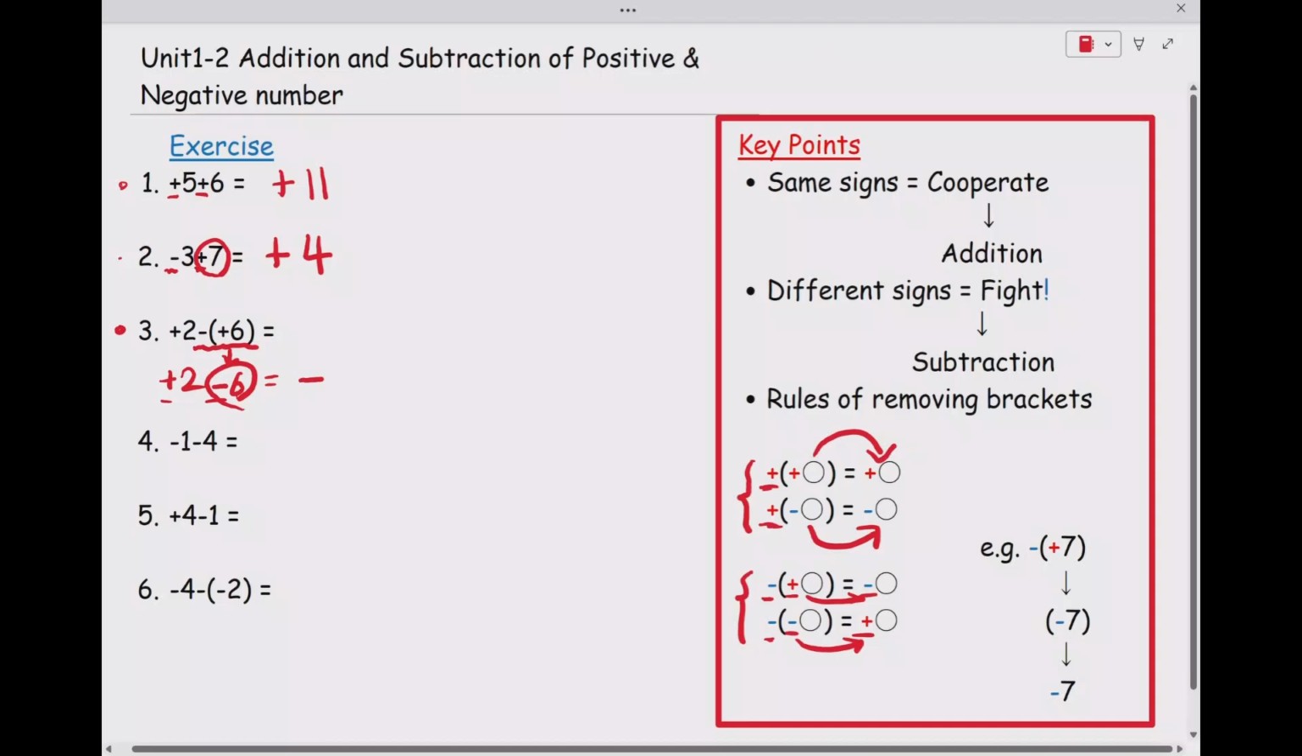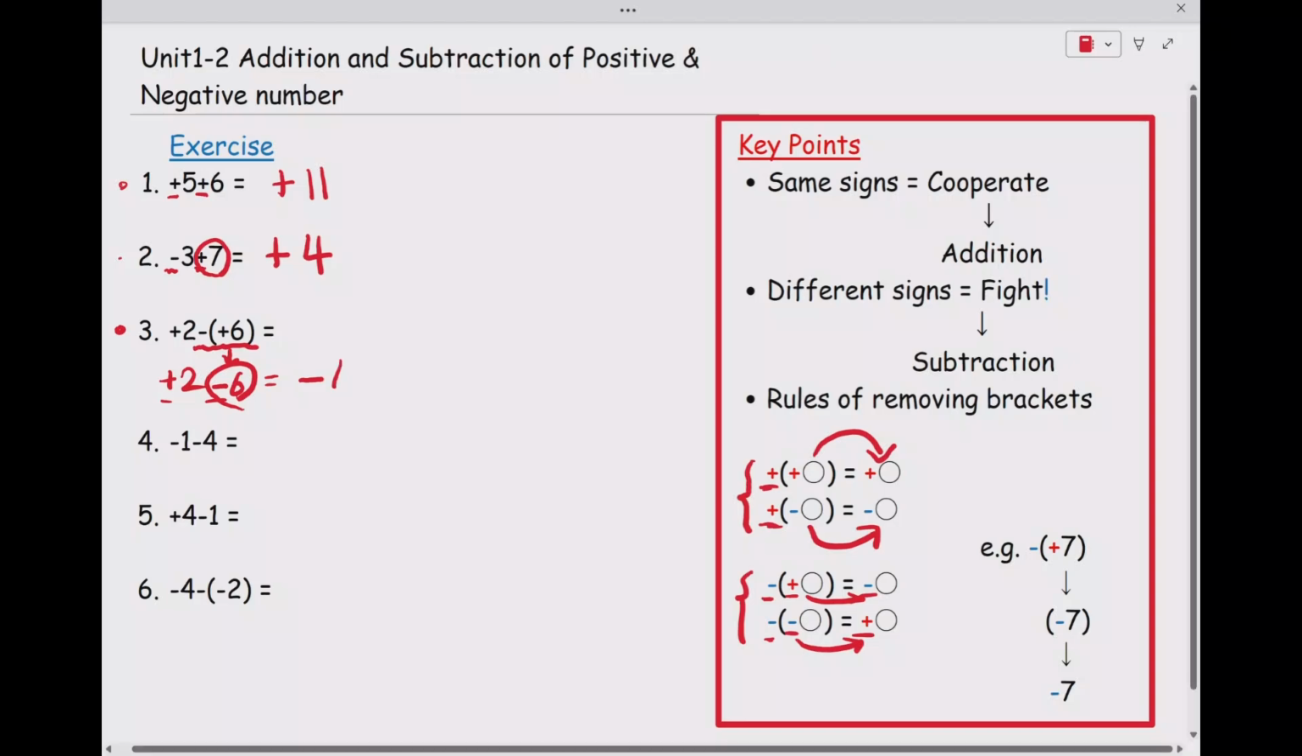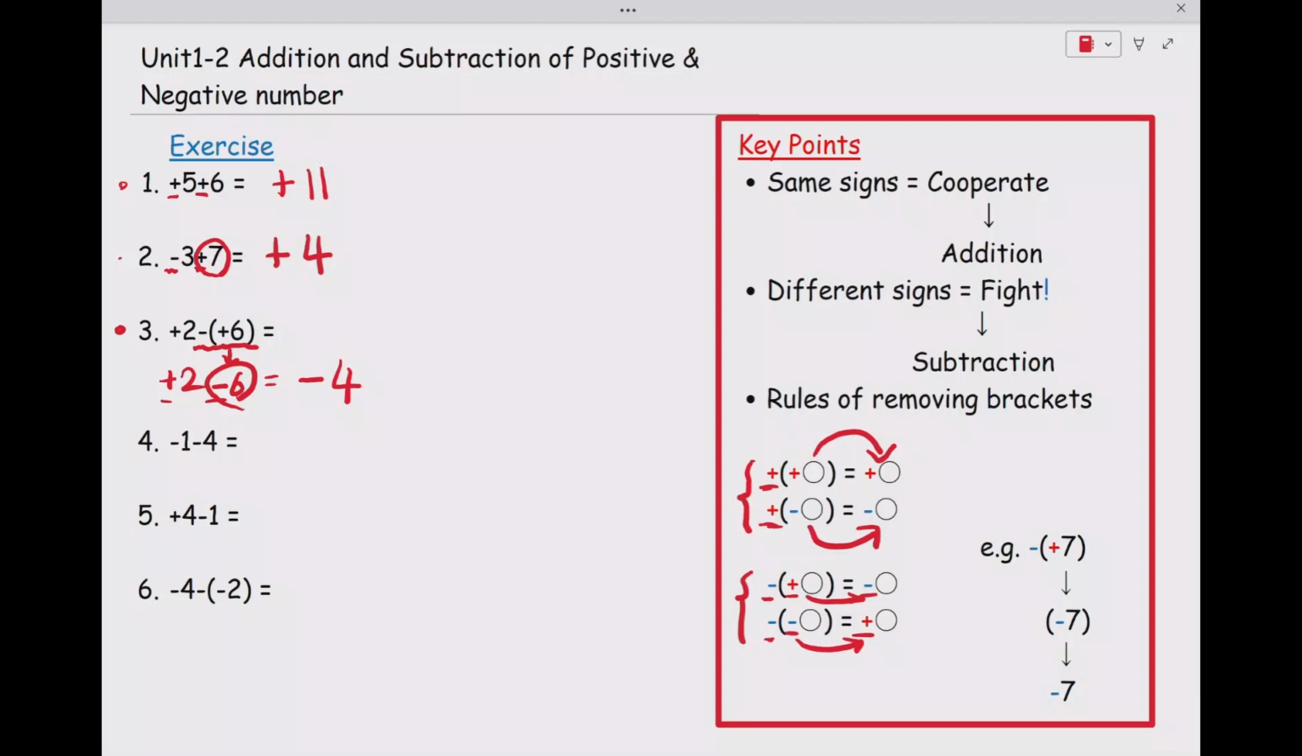So, the sign for the answer is going to be minus. And, the next step is simply subtract one from the other. The bigger number minus the smaller number. So it is going to be 6 minus 2. And you get 4. Then, together with the winner team's sign, you will know the answer is minus 4.